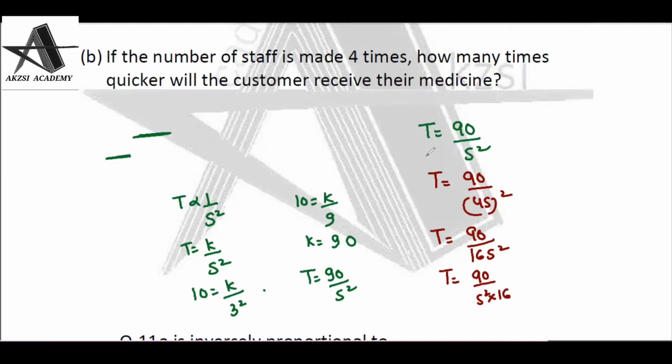We know that 90 over S squared, that is the original time, right? If I represent the new time with T hash, because this is the new time after you made the staff 4 times, then 90 over S squared is equal to T. So I'll write T hash is equal to T over 16. So what happened? If you make the staff 4 times, then the customer will get their medicine 16 times earlier, right? The time has reduced 16 times.